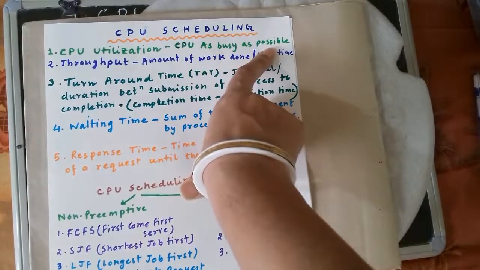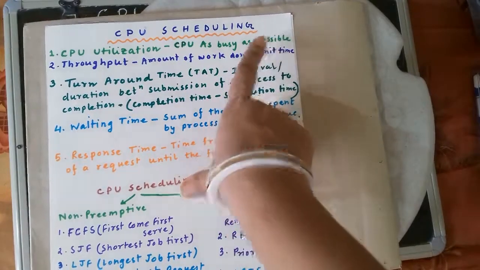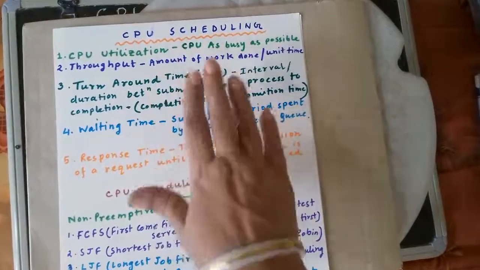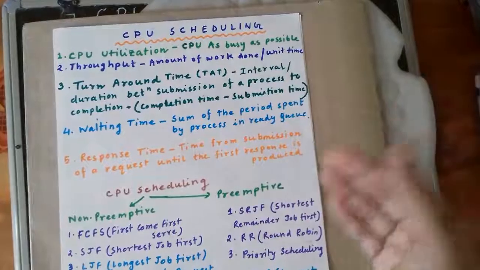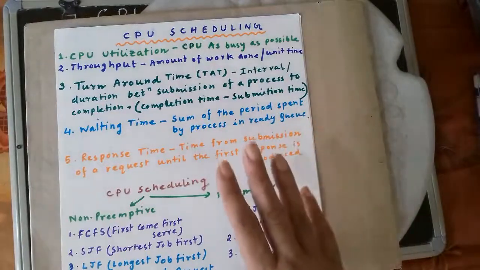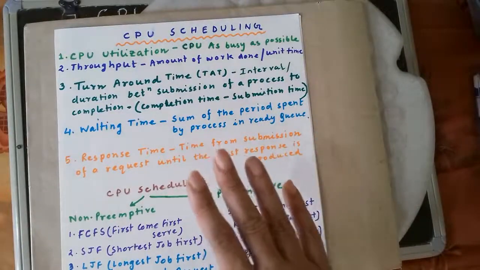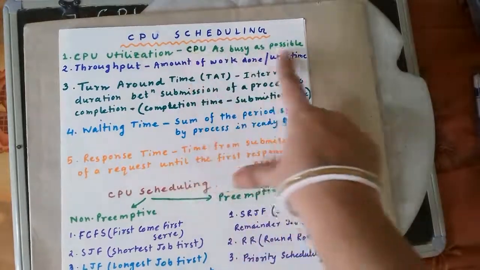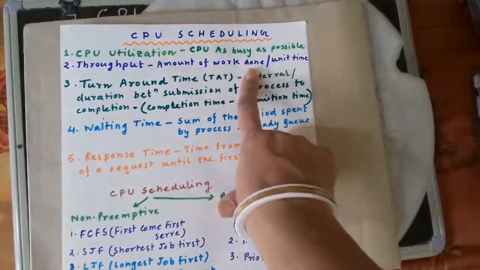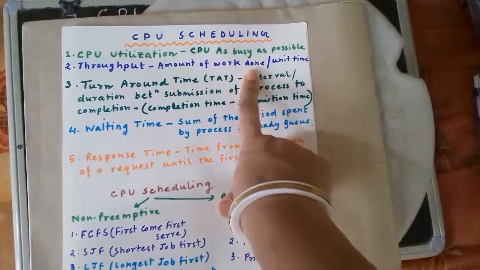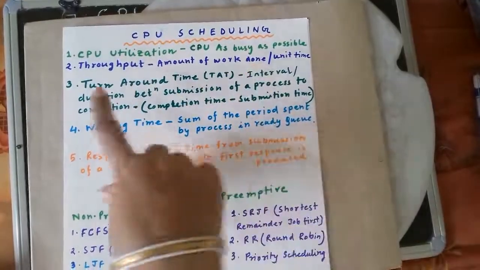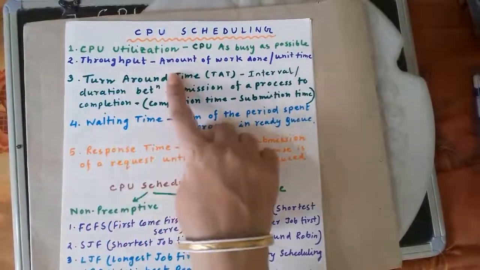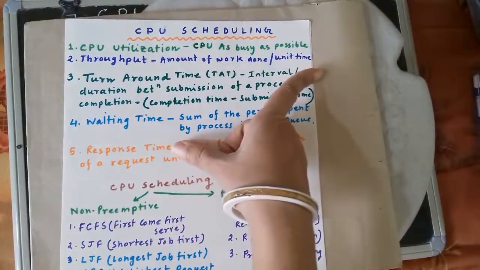If the CPU is more utilized, the amount of work done per unit time will increase. That is what we want. We want the system to perform with maximum efficiency. So if the CPU is as busy as possible, the amount of work done per unit time will obviously increase, and that is nothing but throughput. So the throughput definition is: amount of work done per unit time.